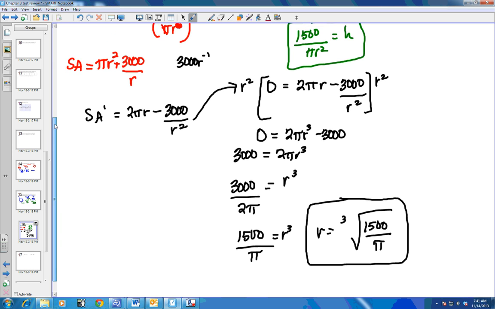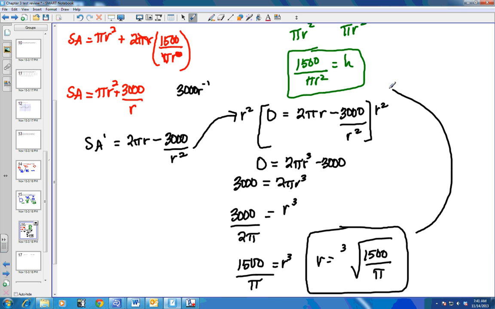To find my height, remember up here we solved for h. So I'm going to plug my r into that. So 1500 over pi, and I have to take this 1500 over pi and square it. And that's what is equal to h. I think when you simplify that, they actually equal the exact same number.